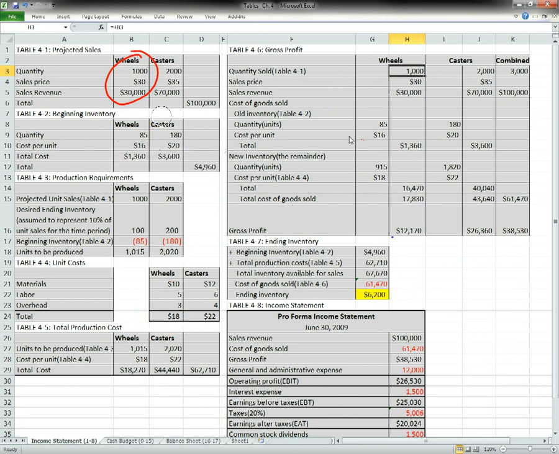We'll go through the process just so that it's clear again to everyone. The casters, we have sales information. We have $70,000 in revenue. Our costs, because we're on a FIFO basis, the first 180 units cost us $3,600.